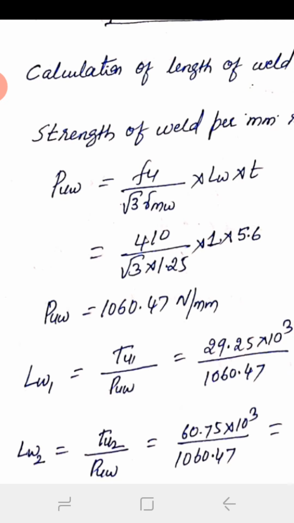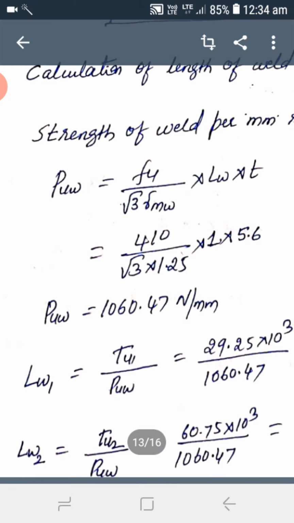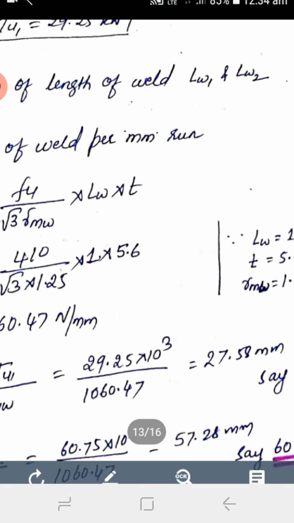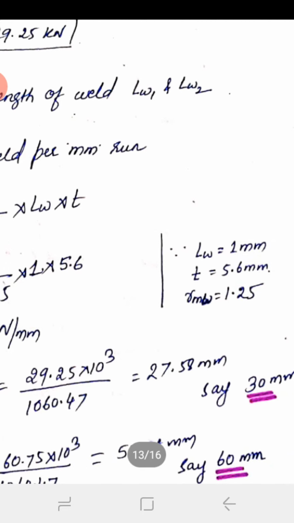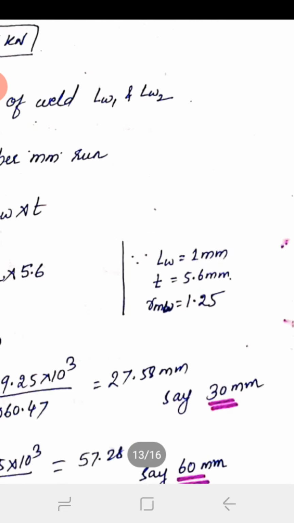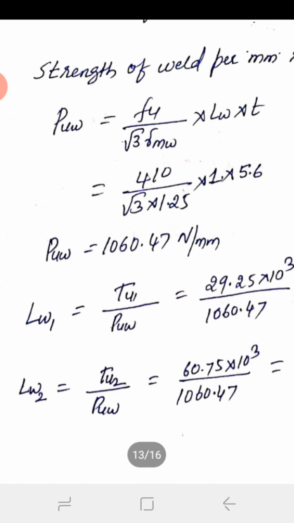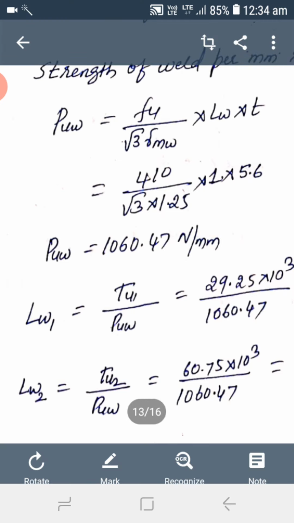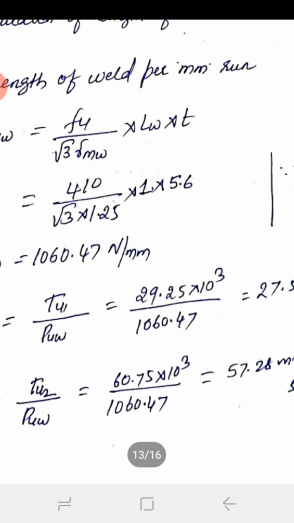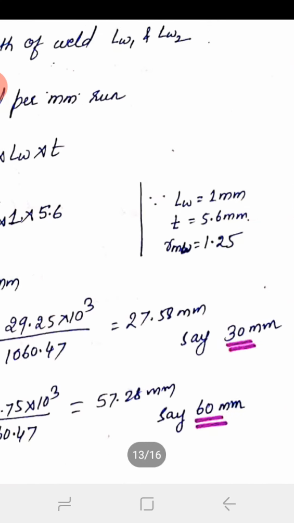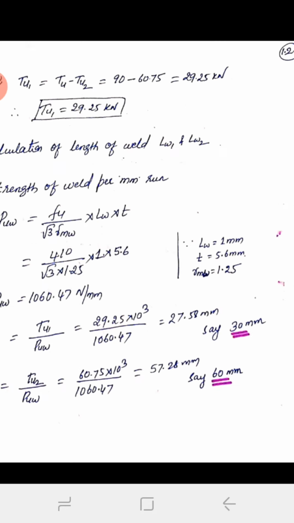Once we know the unit strength of weld, then the length of weld on one side, that is LW1, will be TU1 divided by PUW. When you substitute here, you will get 27.58 mm, say 30 mm. Similarly, LW2 will be TU2 divided by PUW. You will get 57.28, say 60 mm. So this is very simple.